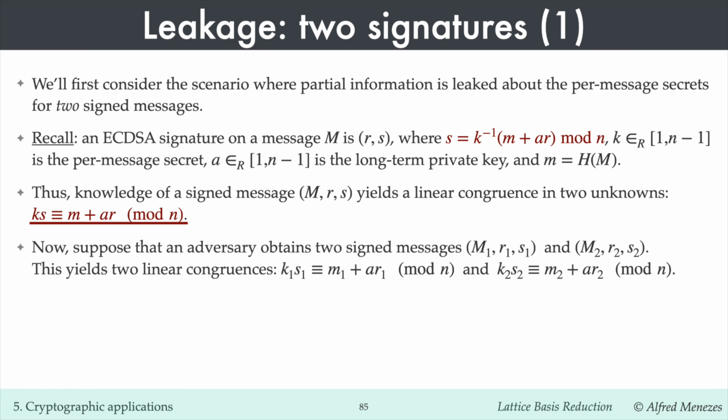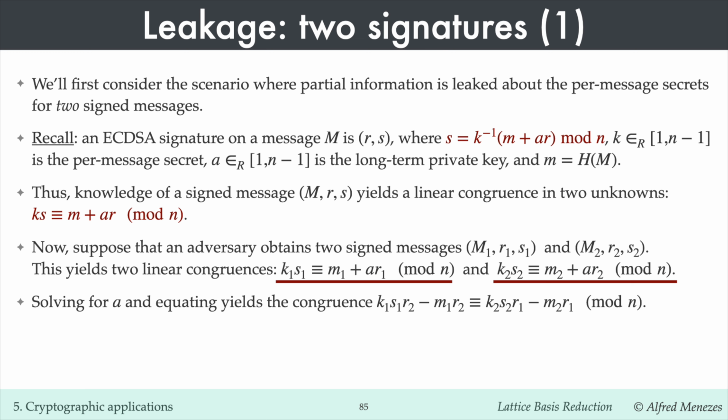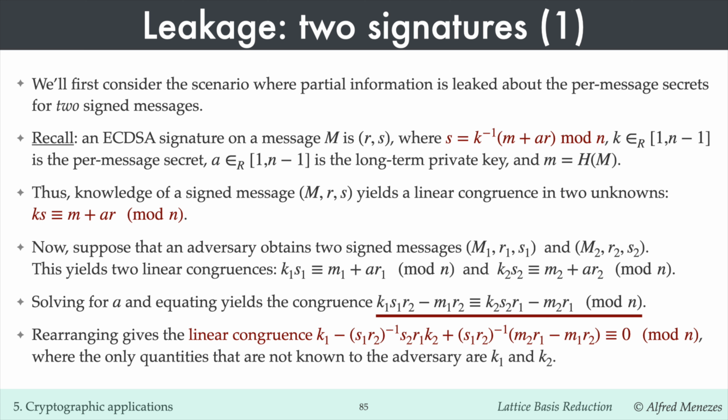Now suppose that the adversary obtains two signed messages, M1, r1, s1 and M2, r2, s2. From the two signature equations, the adversary can derive two linear congruences. Eliminating a from the two congruences gives a single linear congruence relating the two per-message secrets k1 and k2. And rearranging yields this linear congruence modulo n.